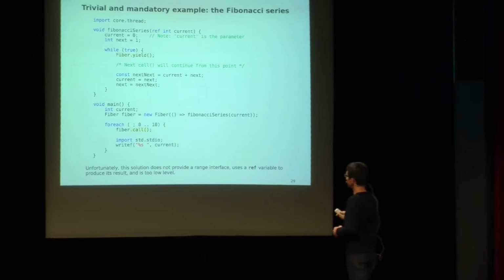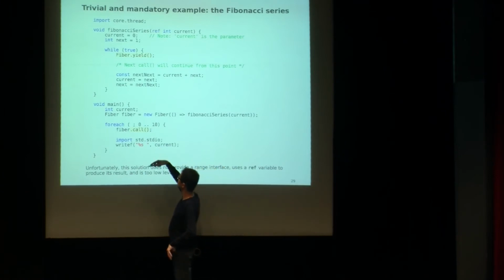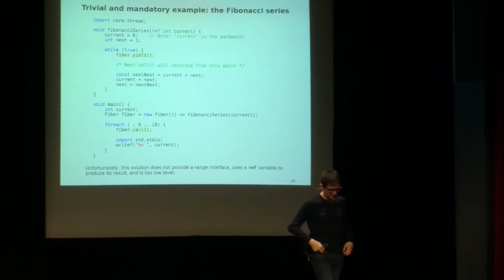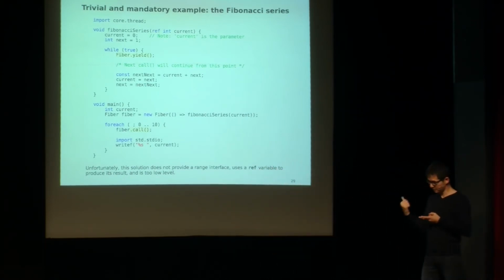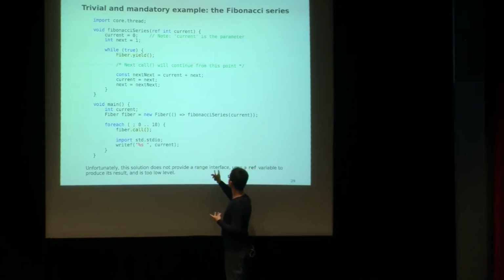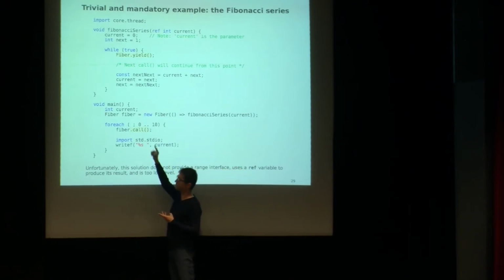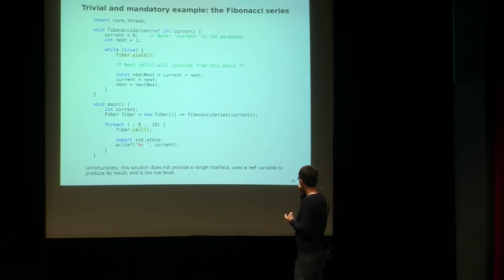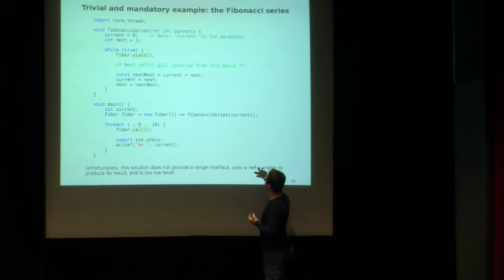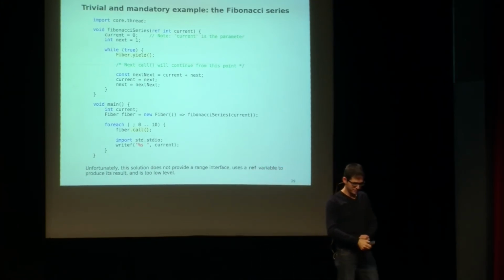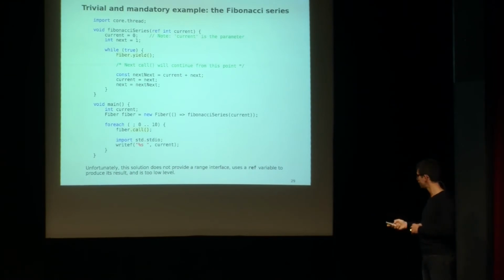So this is fibers actually multitasking. Even though my main thread can be doing many other things of its own, every time it says fiber call, we switch to that second task and continue with that second task. There are 3 problems with this approach, though. One, there is no range interface. I need to do fiber call explicitly, so there's no front, pop front, and empty primitives on this one. And it uses a reference variable to communicate its result back outside. And also, it's the lowest level fiber API that we have. We need something higher level, more useful.